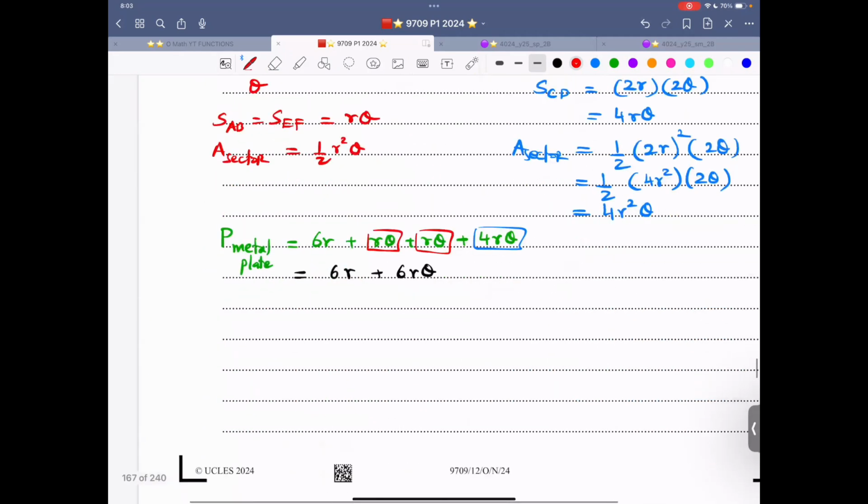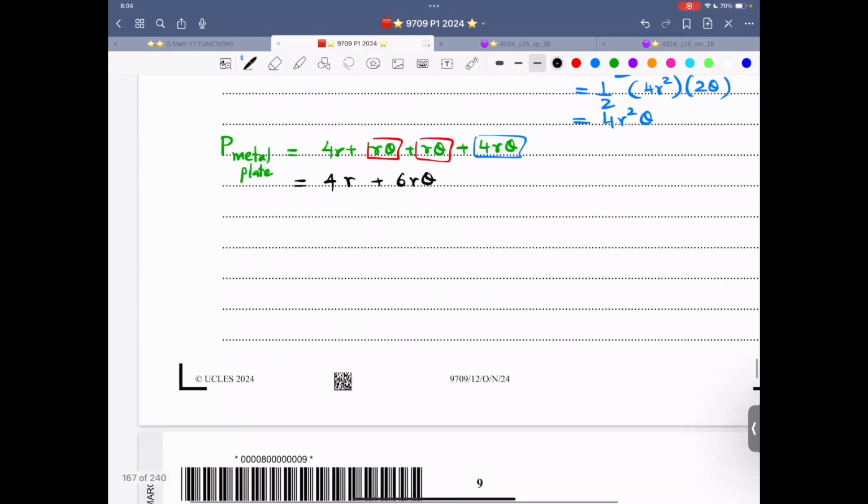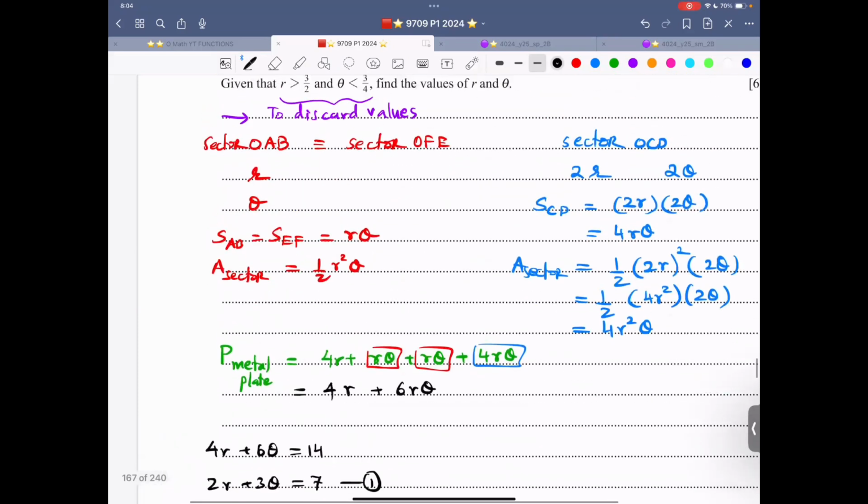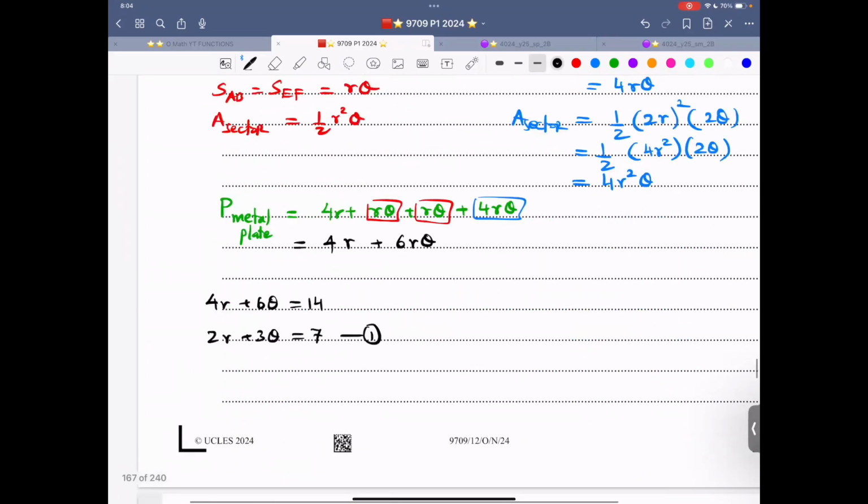So therefore, over here that is 4R. So this is 4R plus 6 theta. What is it equal to? 14. 4R plus 6 theta is 14. 2R plus 3 theta is 7. That is equation 1. Let's talk about the area.